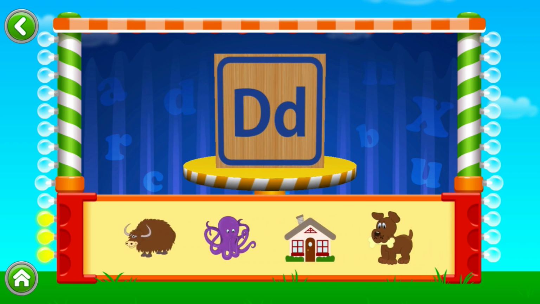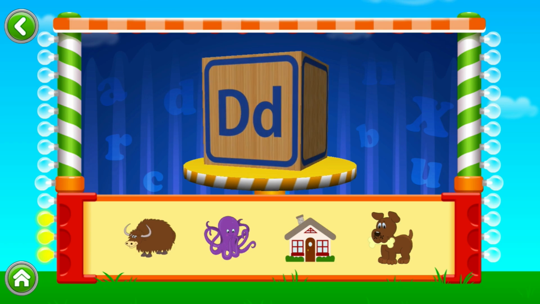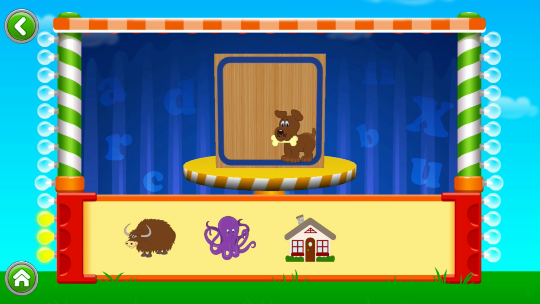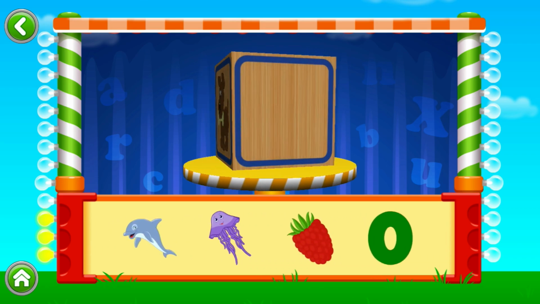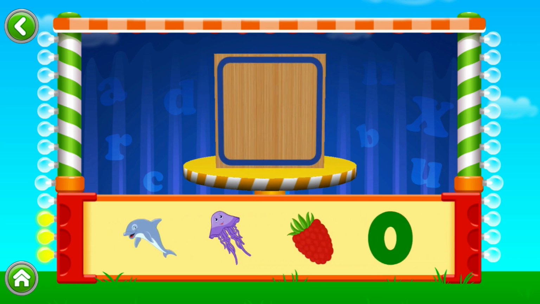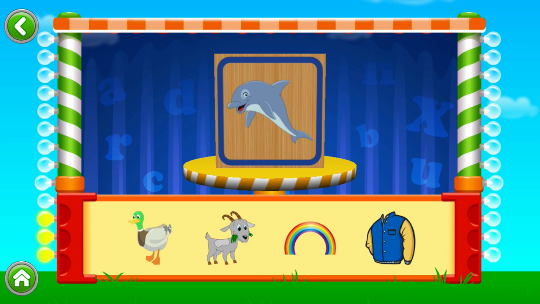D, d. Dog. Go ahead and turn the letter cube. Dolphin. Now, let's do the next side. Duck.